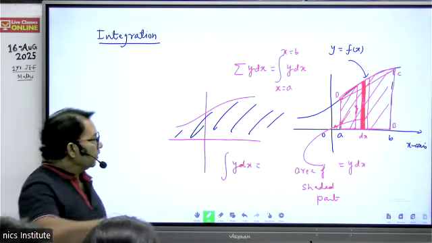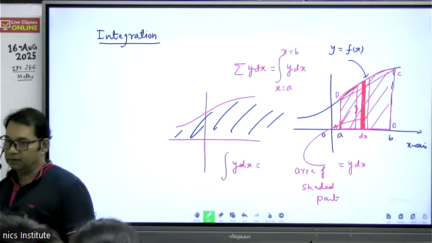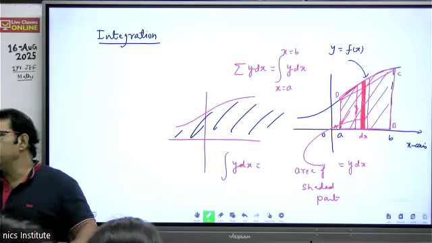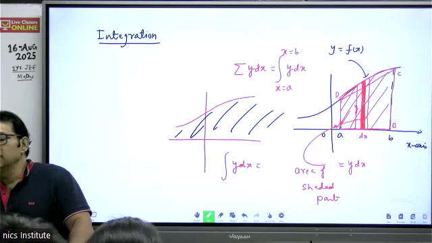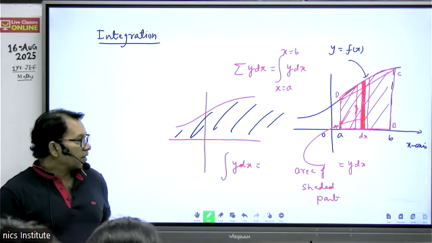Okay? So that was its physical significance. What is the meaning of integration? What is integration? Integration is basically finding the area under the given curve and the x-axis.